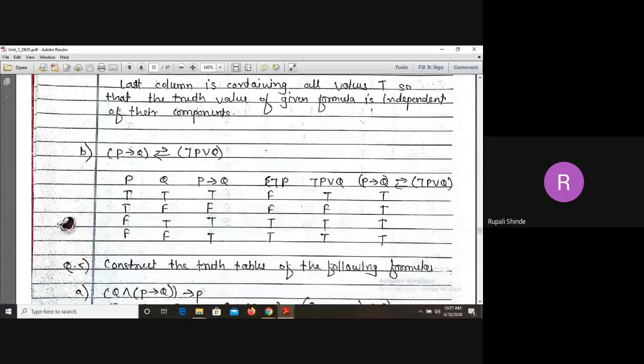Now find out the values and check whether the last column contains all truth values T, or what the different values in the last column are.